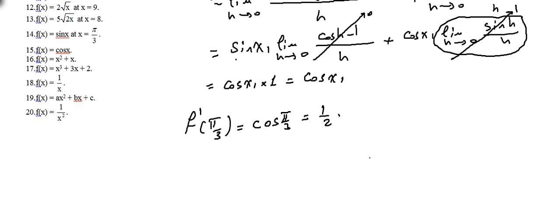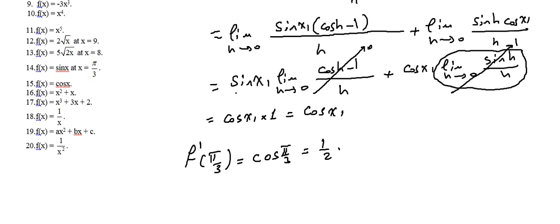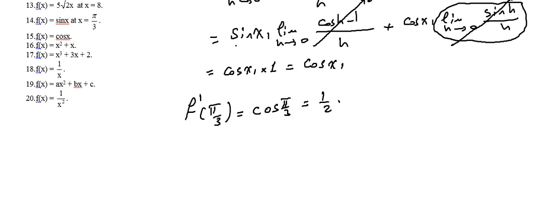Let me see if we have another one we can do fast. This is number 14, and the final answer will be equal to half. Let me see number 15. The same thing. Number 15, we have cosine. We need to find the derivative of cosine without any point. Let me see if we can do it fast. This is number 15.